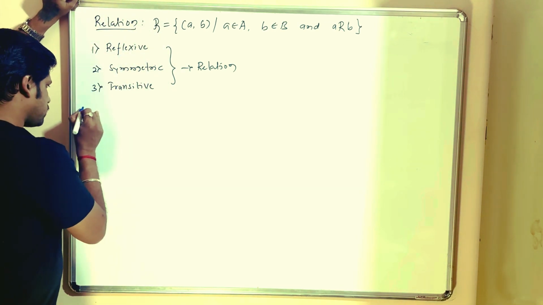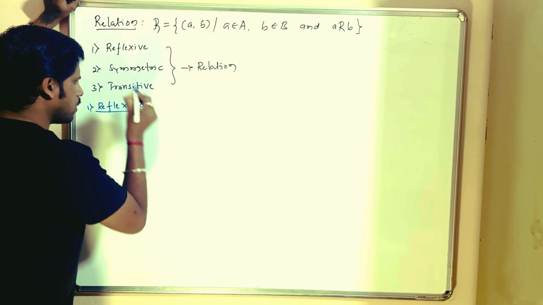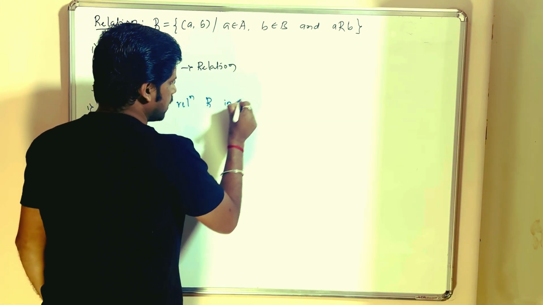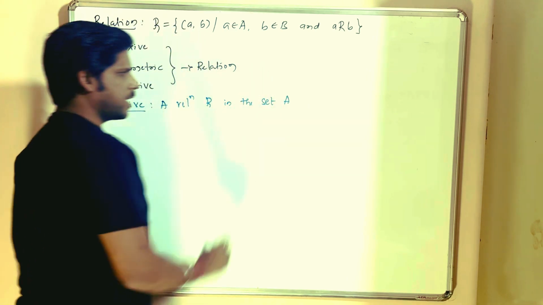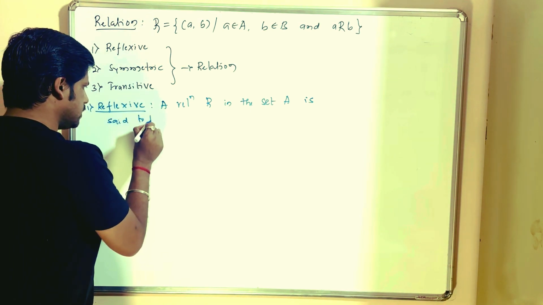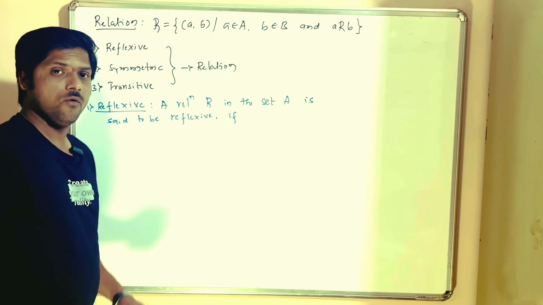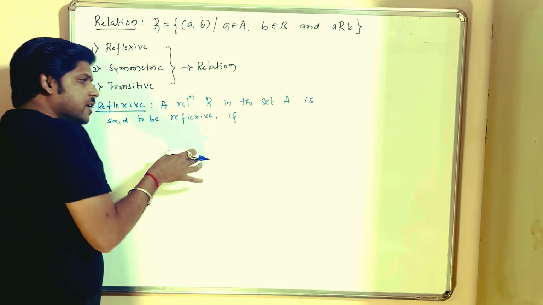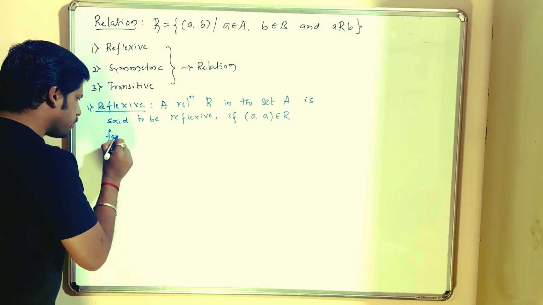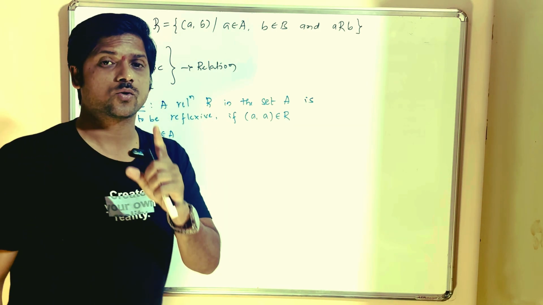Here, consider the definition of reflexive. A relation R in any set, I will consider A, is said to be reflexive if (A, A) belongs to R for every A belongs to A.